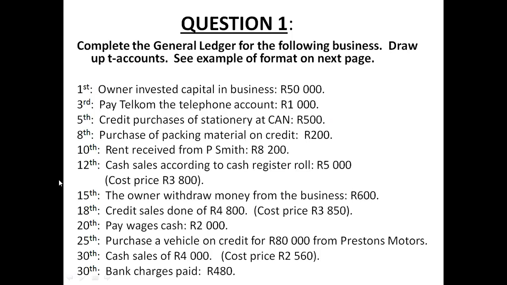So now you can take your time to draw up the T accounts in the general ledger. As I said, remember to do the format of the columns and the headings every time for each of these transactions. So I'm just going to unmute myself a little bit so that you have enough time and enough silence to complete this. As I said, you don't have to rush it. You've got more than enough time to do this.